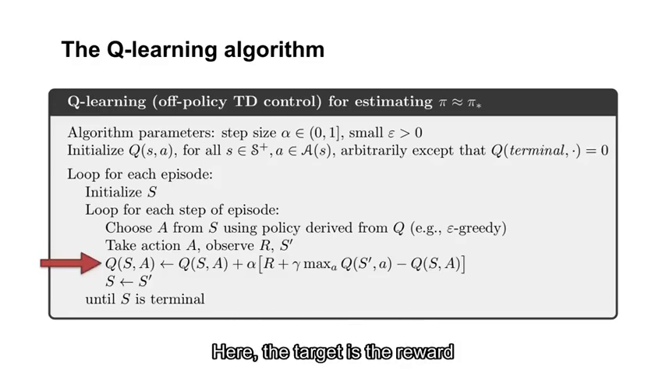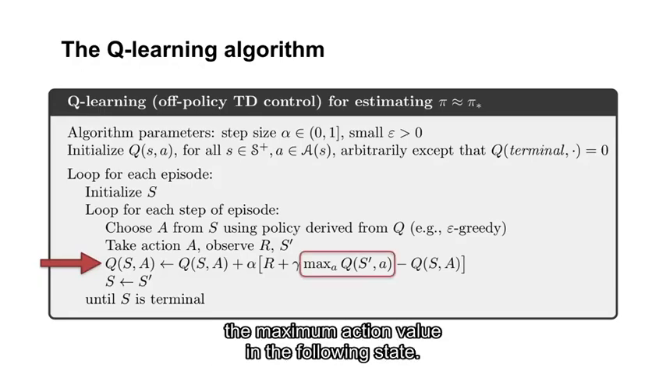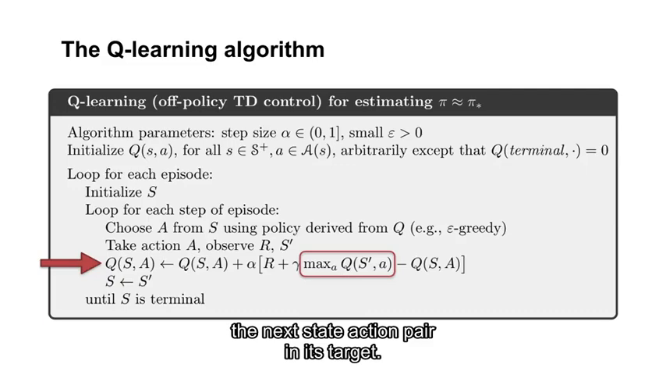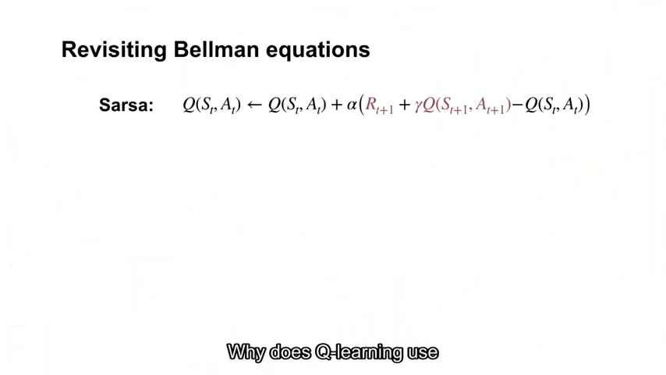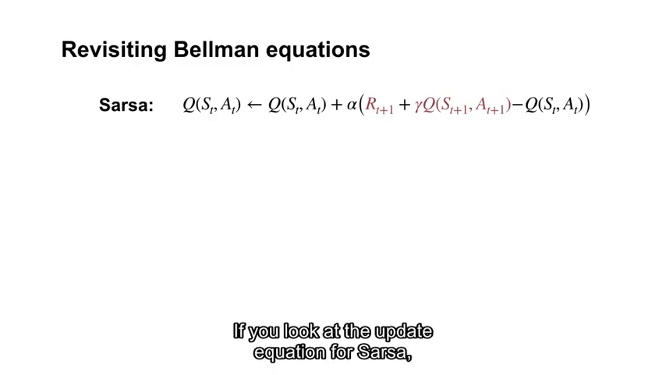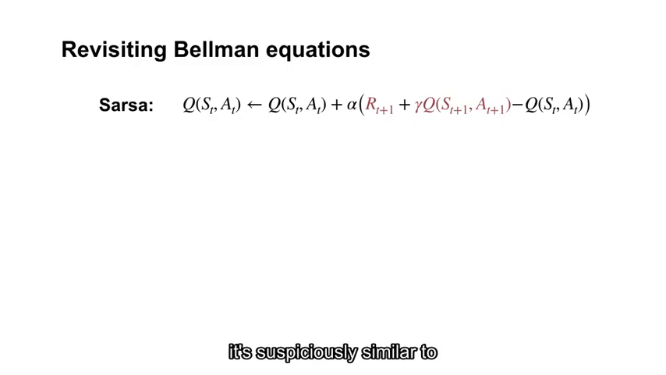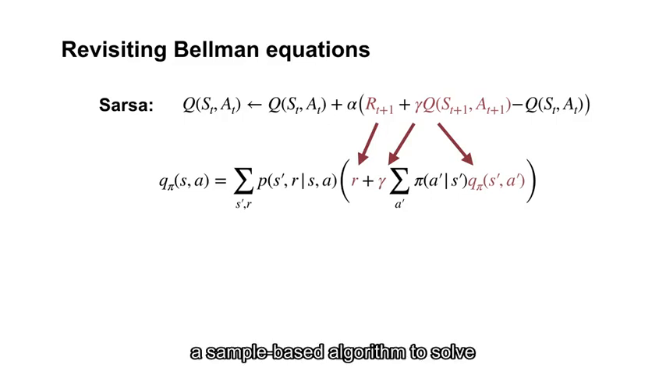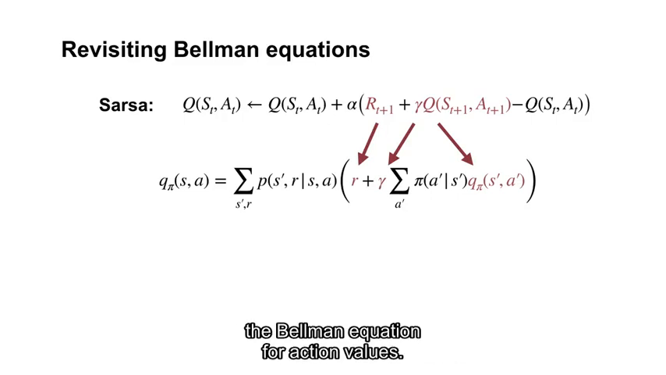Here, the target is the reward, R_{t+1}, plus gamma times the maximum action value in the following state. This differs from SARSA, which uses the value of the next state action pair in its target. Why does Q-learning use a max instead of the next state action pair? This connection goes way back to the dynamic programming material. If you look at the update equation for SARSA, it's suspiciously similar to the Bellman equation for action values. In fact, SARSA is a sample-based algorithm to solve the Bellman equation for action values.